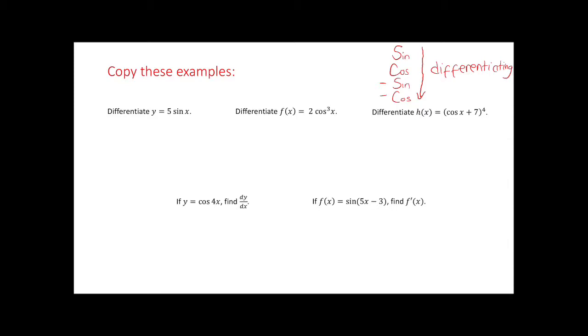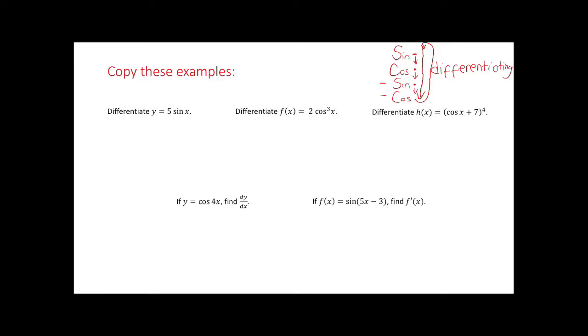So what that means is if you have the function sine and you differentiate it, you get cos. If you have cos and you differentiate it, you get negative sine. Negative sine, differentiate it, gives you negative cos. At the bottom, you go round and start again from the top. So negative cos, if you differentiate it, gets you back to sine. Just remember that rule and you'll be absolutely fine with this.